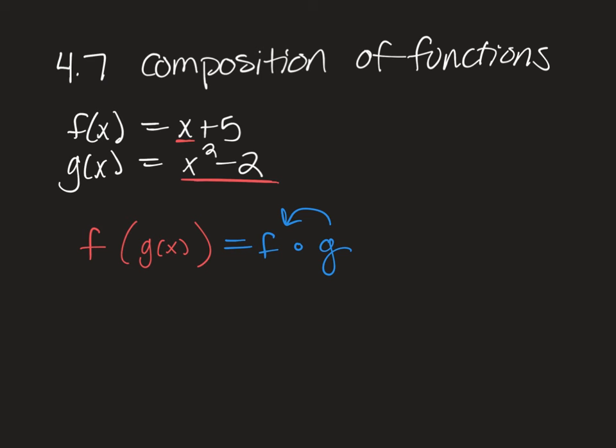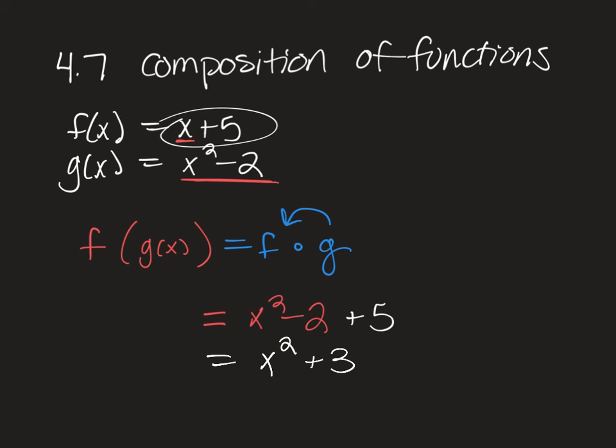Okay, so let's do that. We're going to have x squared minus 2 getting plugged in for x. And then we still have our plus 5, right? We just plugged it in for x there. So again, I took this whole thing and replaced the x up here. This x goes away, it doesn't stay in. You're replacing it. And then just like before, you combine any like terms you can. So in this case, we get x squared plus 3 would be f of g.